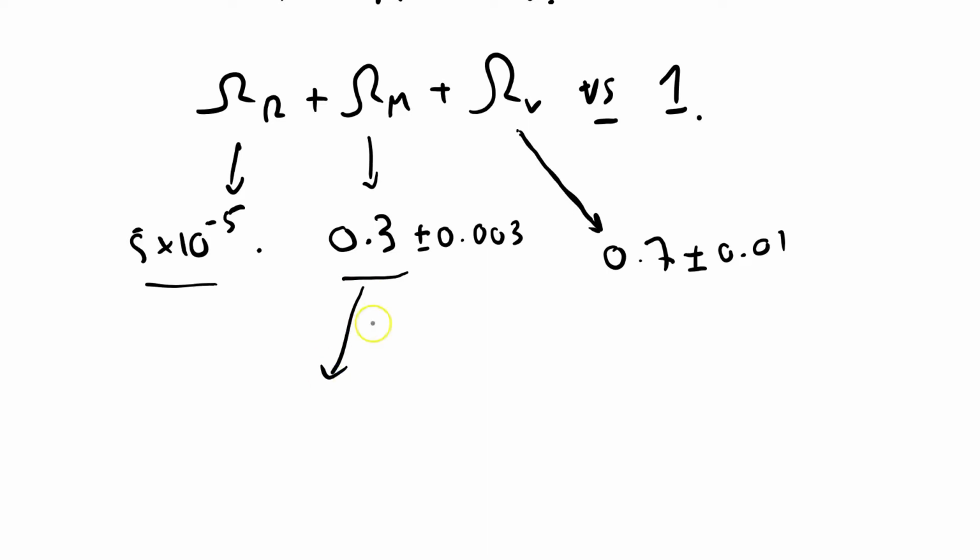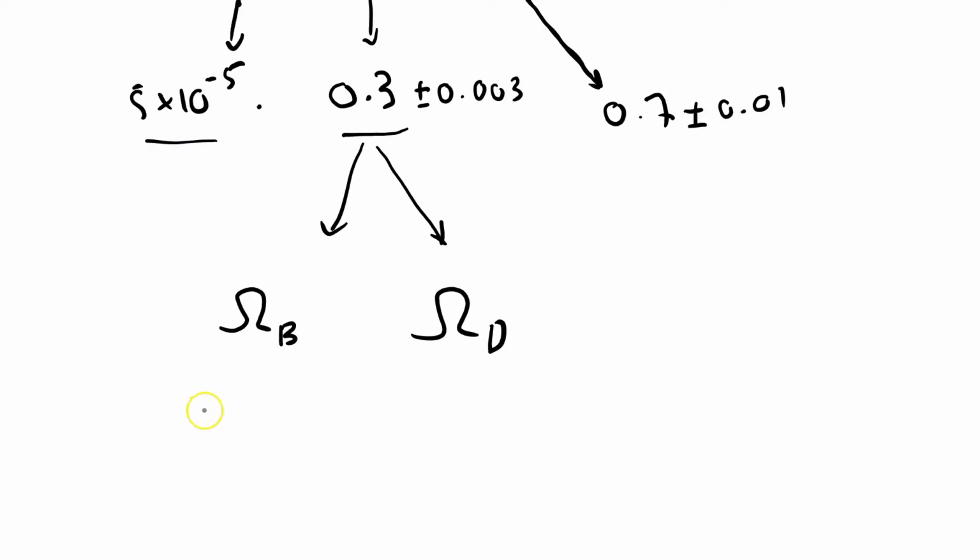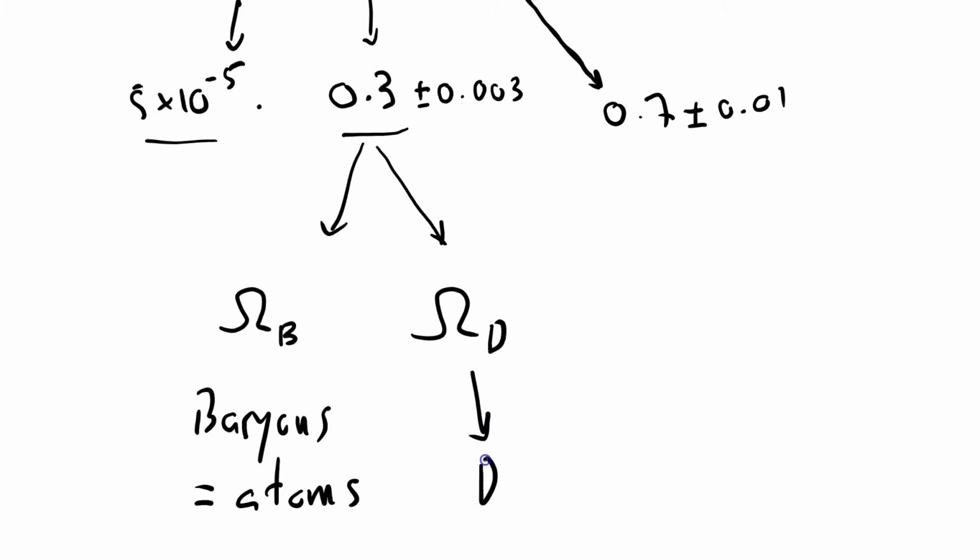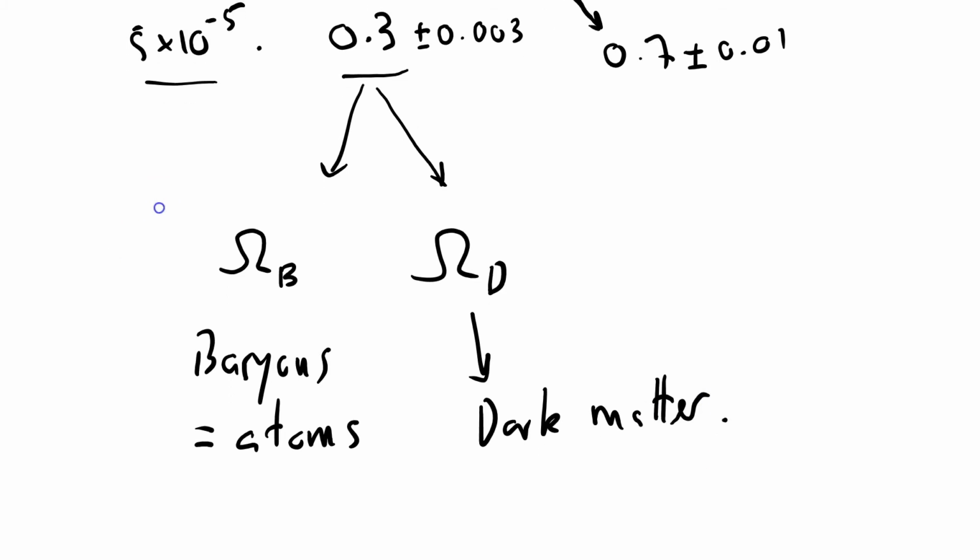It's possible to split the matter up into two bits. We can talk about it being composed of omega B for baryonic and omega D for dark matter. So that's baryons, equals atoms, I guess. And this one here is dark matter of unknown composition. And it turns out that that's about 0.25 and that's about 0.05. So they total 0.3, as they should do.